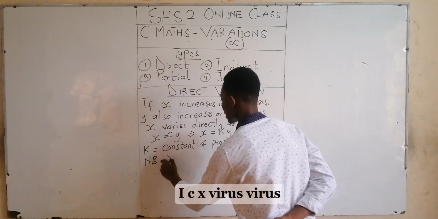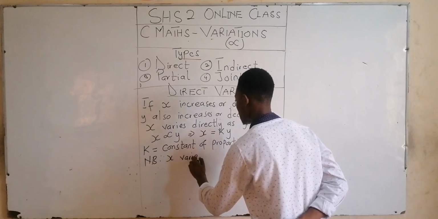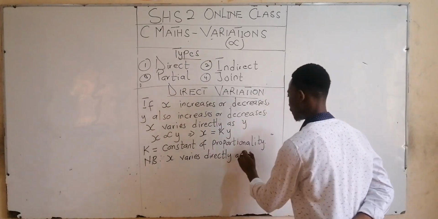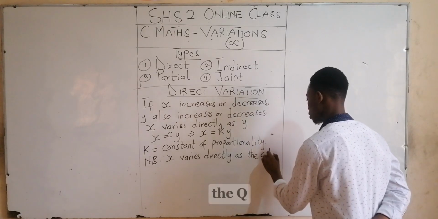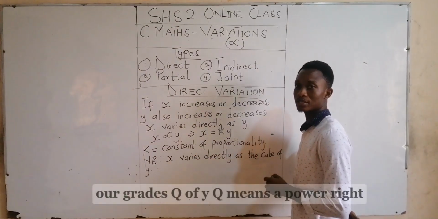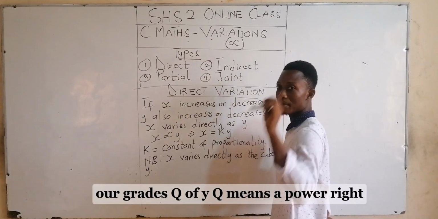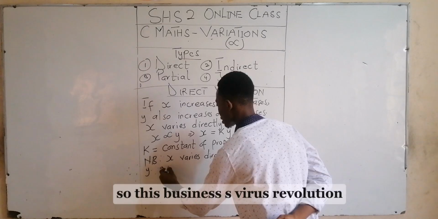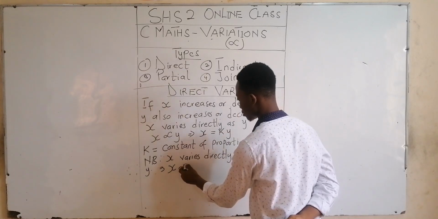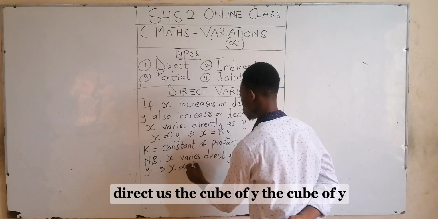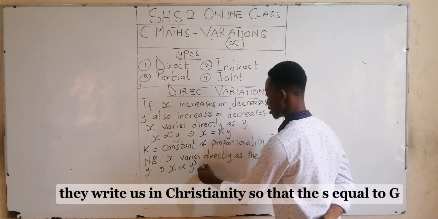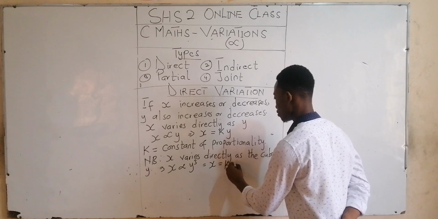If I say x varies directly as the cube of y, how would you write it? Cube of y. Cube means a power of 3. So this will be written as x varies, variation, directly as the cube of y. The cube of y is y cube. Then you write it as an equation this way. So that will be x is equal to ky cube.